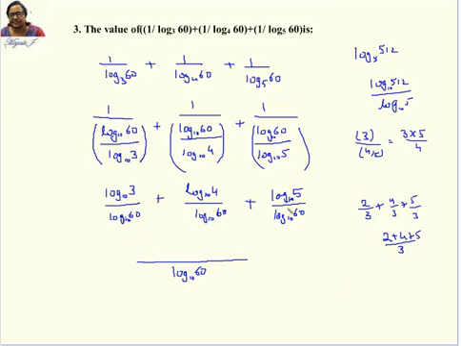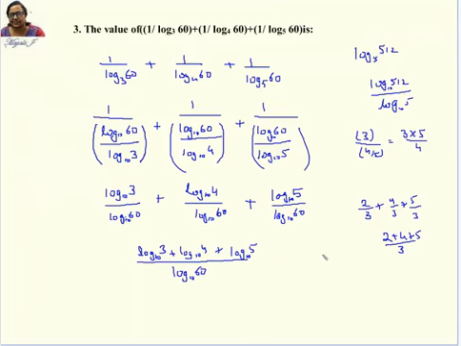The same kind of calculation you have to do here. Log 60 base 10 is common in all the 3. So I'm taking it as a common term here. So what will come here? Log 3 plus log 4 plus log 5. So what is the final answer here? When it is addition, what will you do? Multiplication.